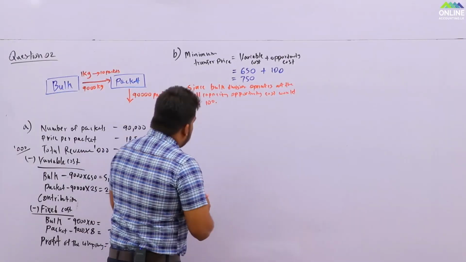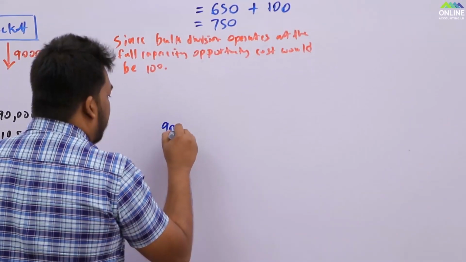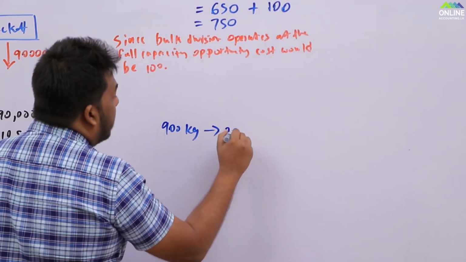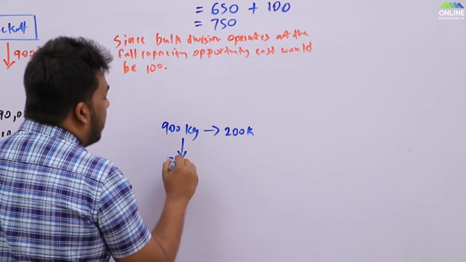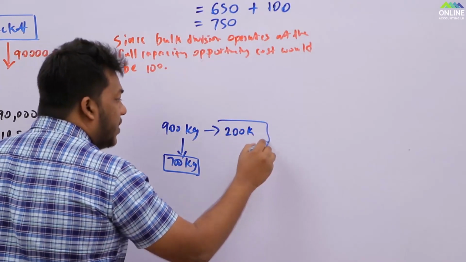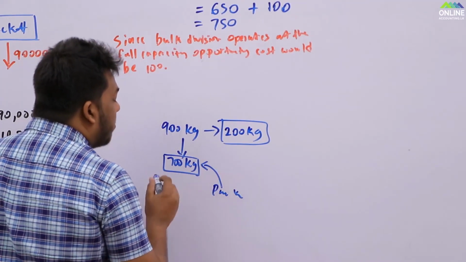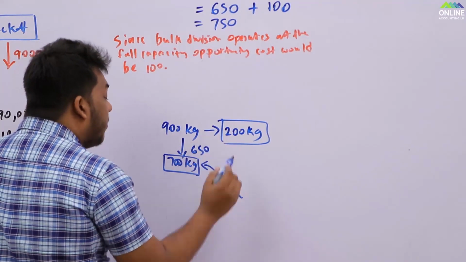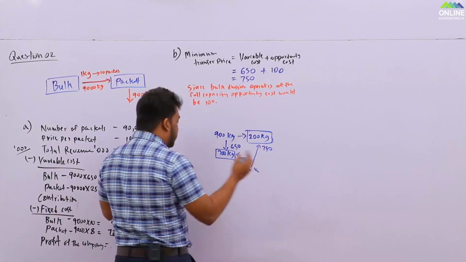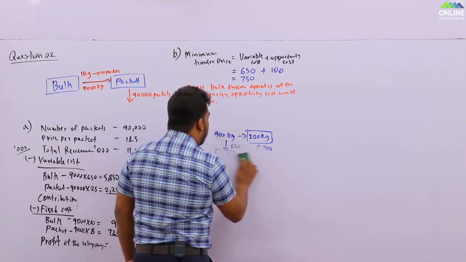Now as an example, let's say they have a capacity of 900 kilograms, but they can sell only 200 to the outside. So the rest of the 700 they cannot sell outside. So for these 700 kilograms they don't have opportunity cost, but for these 200 kilograms they do. Now let's say the packet division is only requesting 700 kilograms, then they could sell at 650. But if the packet division is requesting these 200 also, these 200 they have to sell at 750. This is the logic you have to remember at the examination.